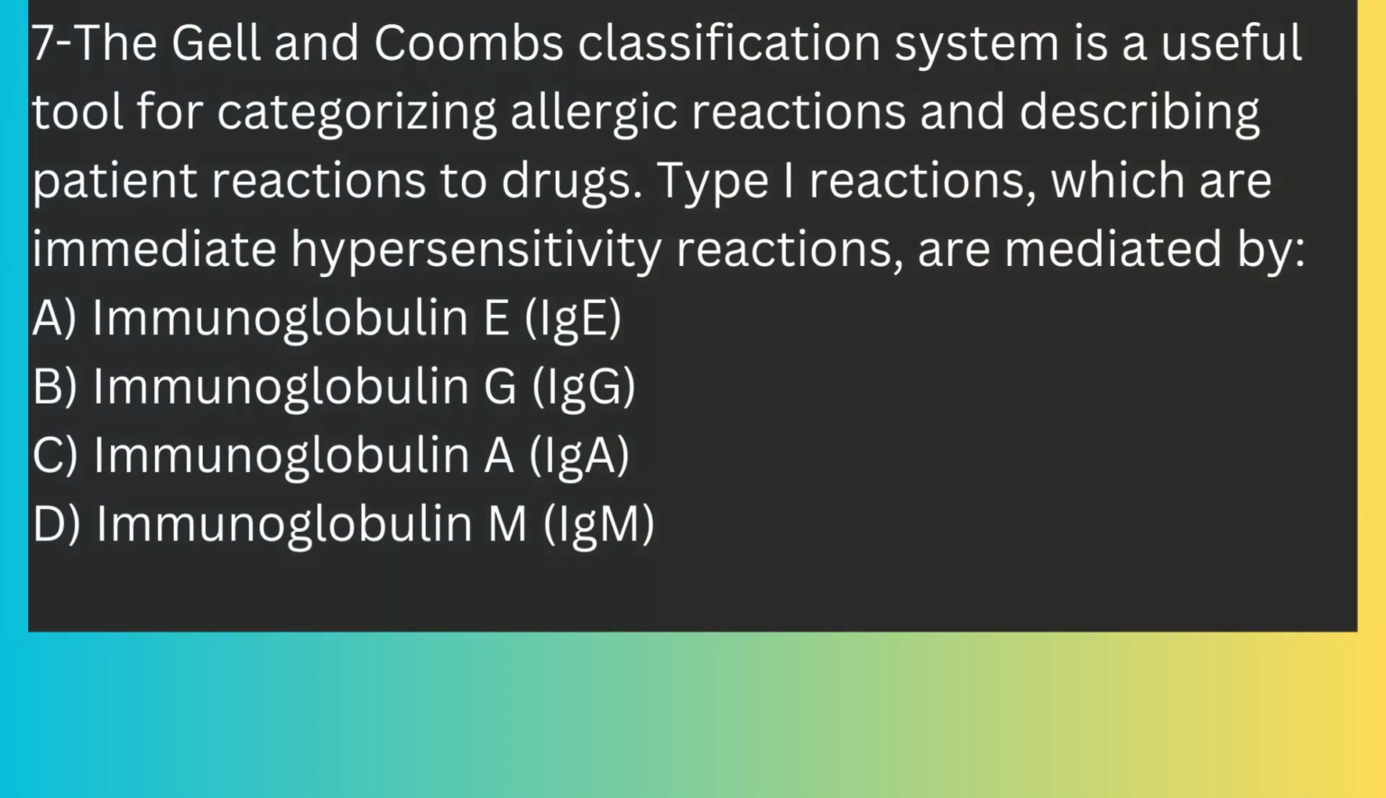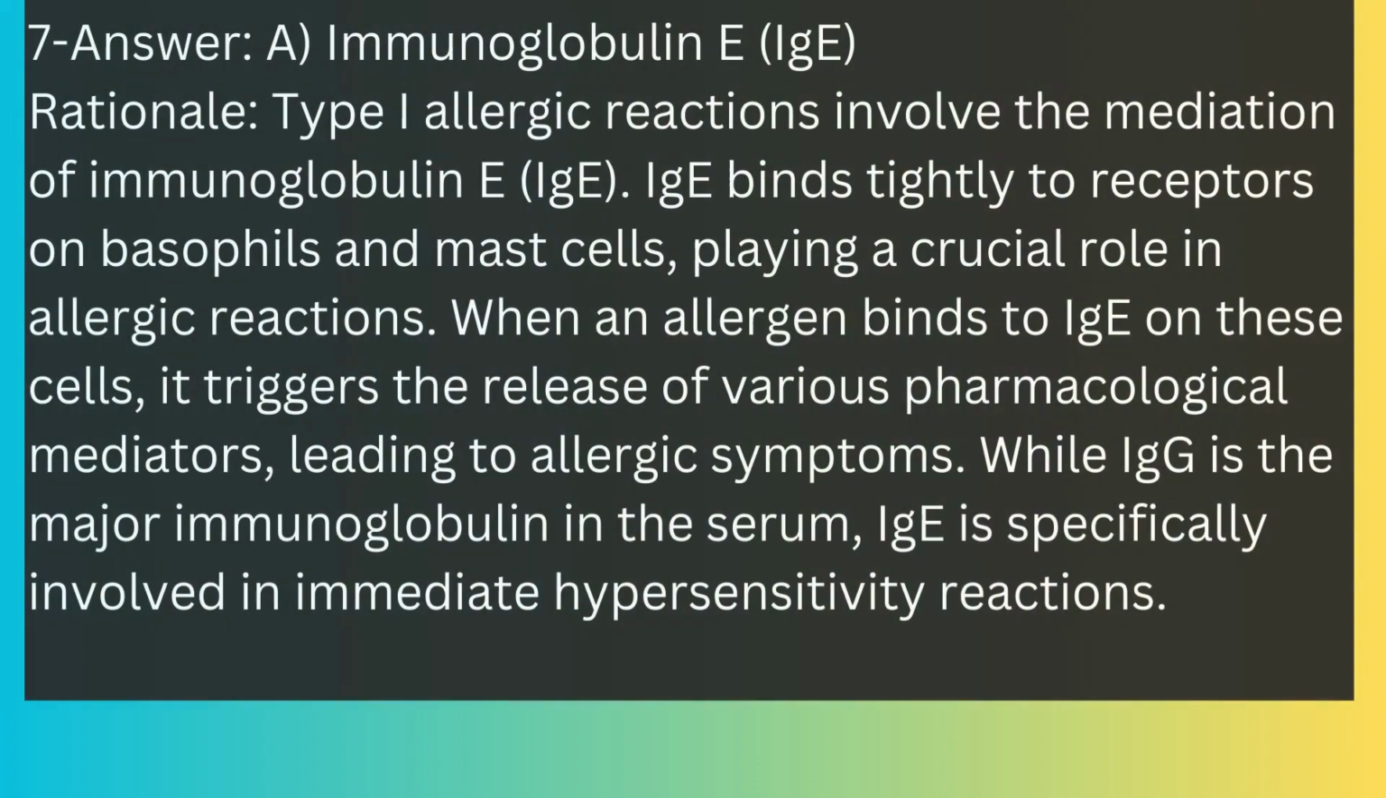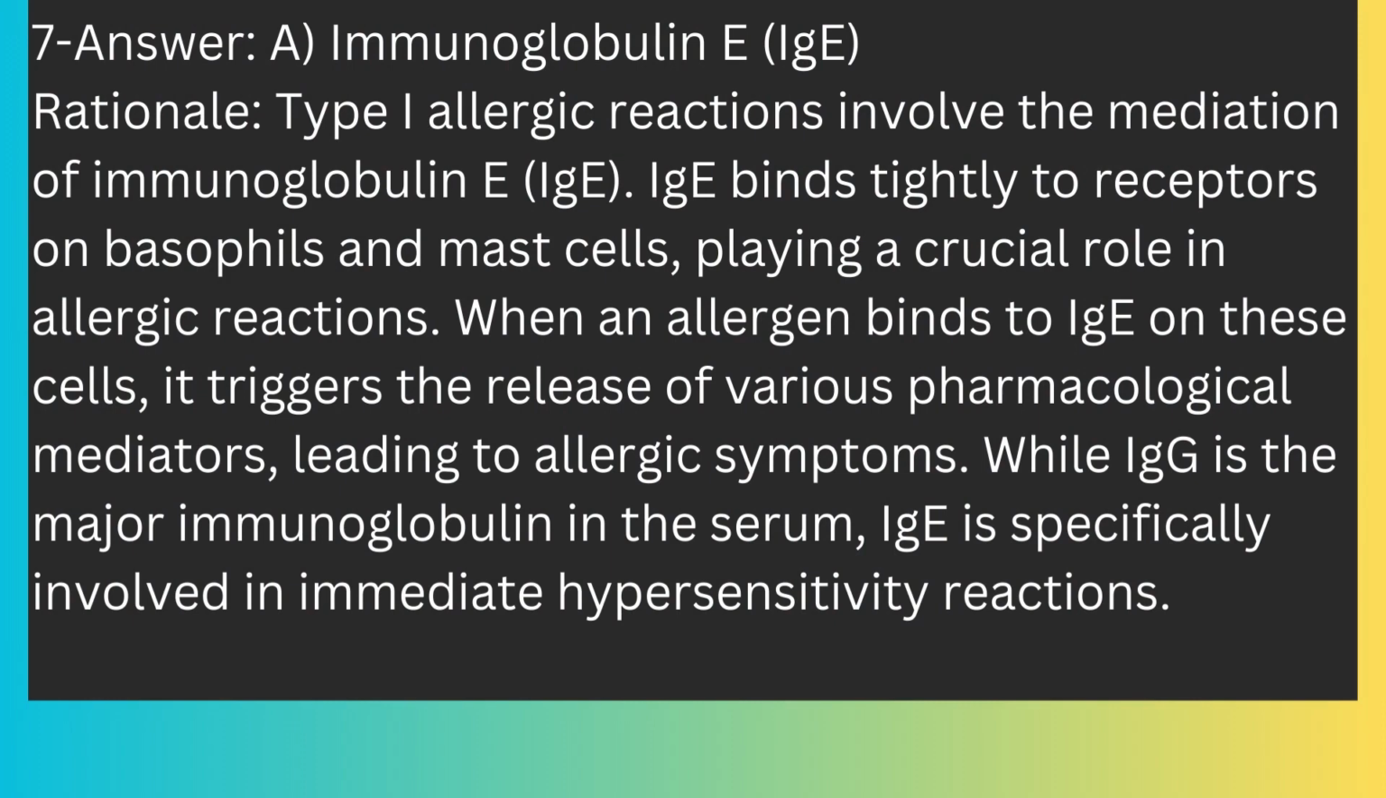Question number 7. The Gell and Coombs classification system is a useful tool for categorizing allergic reactions and describing patient reactions to drugs. Type 1 reactions, which are immediate hypersensitivity reactions, are mediated by A. Immunoglobulin E, B. Immunoglobulin G, C. Immunoglobulin A, D. Immunoglobulin M. The answer is A. Immunoglobulin E, IgE.